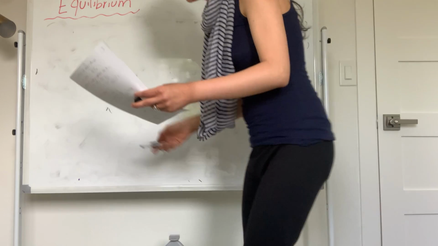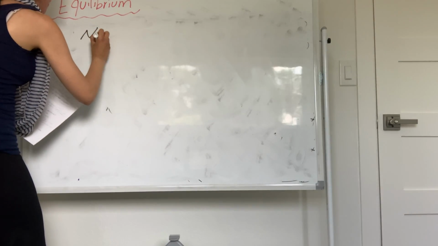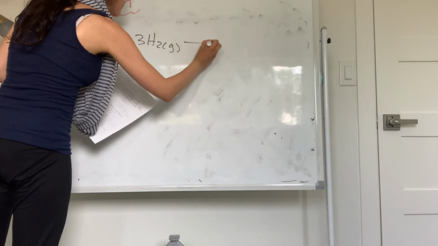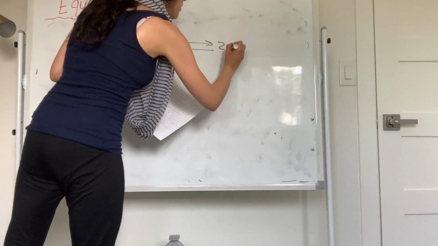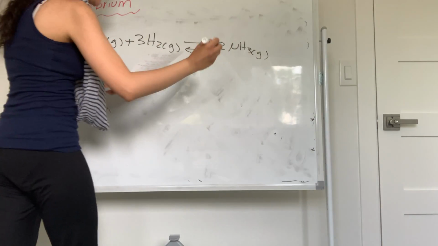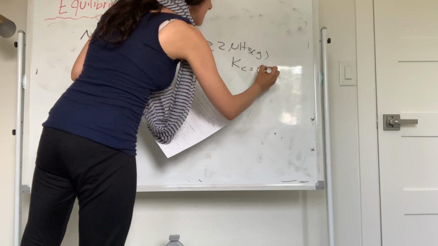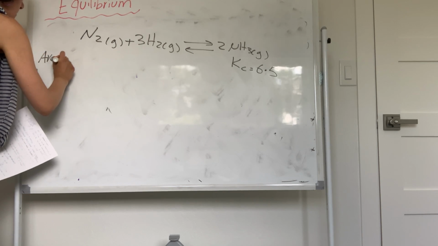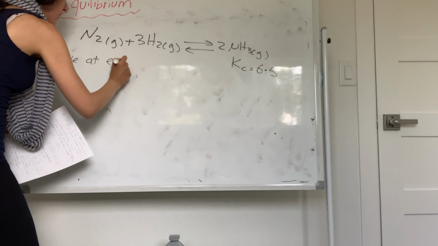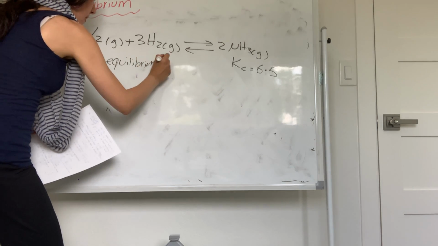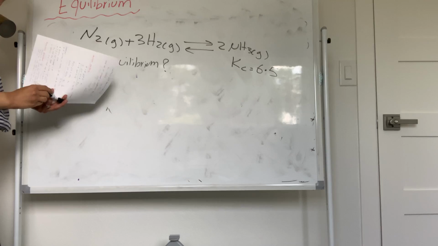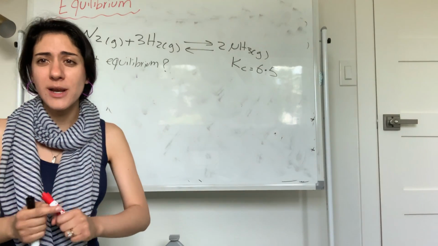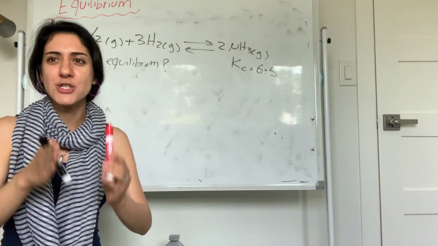So the best way to do this, let's do a practice problem. Here is my reaction. I have N2 gas plus 3 H2 gas going back and forth to 2 ammonia. And my Kc is 6.5. You good so far? Now, here's a question. Are we at equilibrium? And if not, what needs to happen in order to reach equilibrium? You follow me so far?